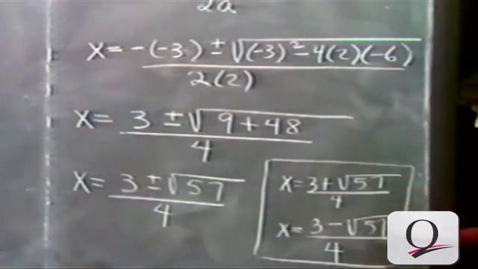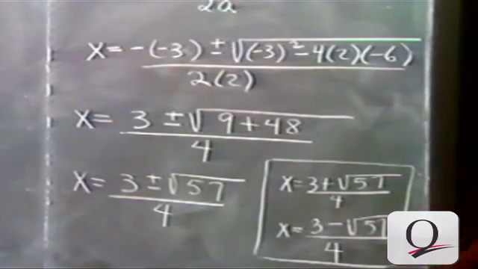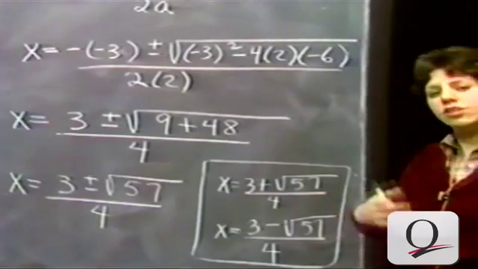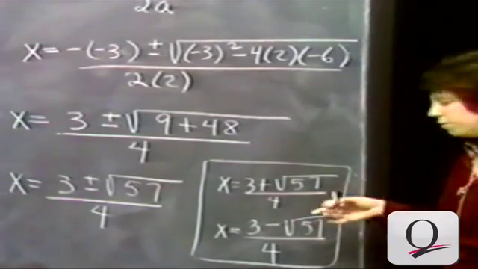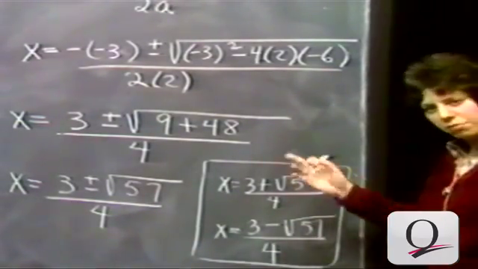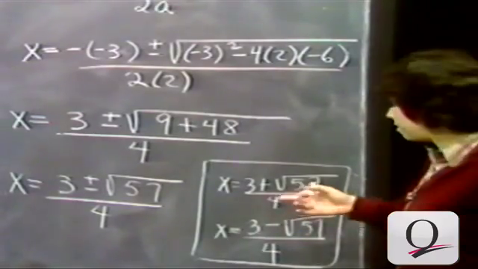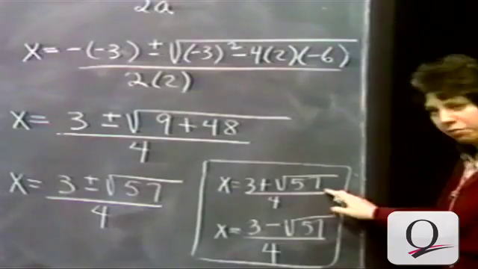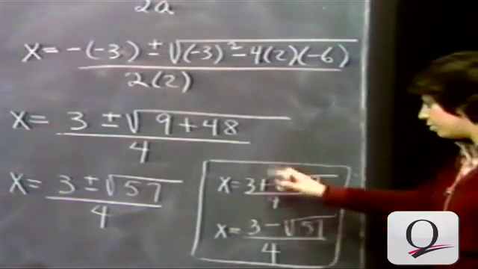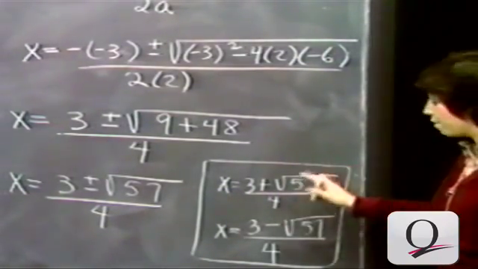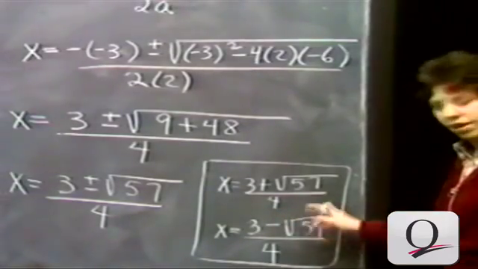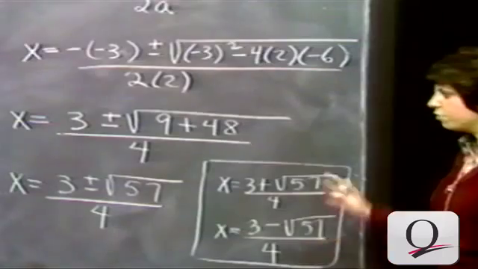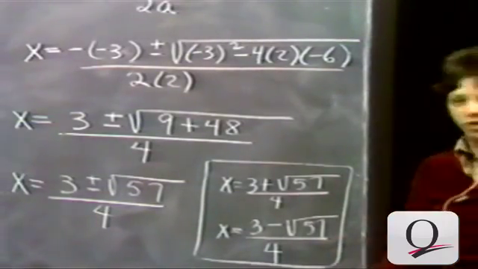Now, don't be upset about the square root of 57 business. The square root of 57 is a number between 7 and 8. You see, 7 squared is 49, and 8 squared is 64. The square root of 57 is someplace in between 7 and 8. It's about 7.5. Although this is not a rational number, it is still a real number. It's 3 plus something around 7.5 over 4, and 3 minus something around 7.5 over 4. So these are two real numbers. We have two real solutions to this quadratic equation.